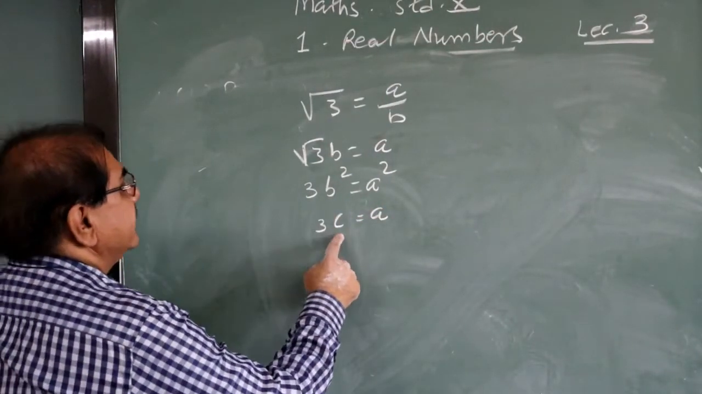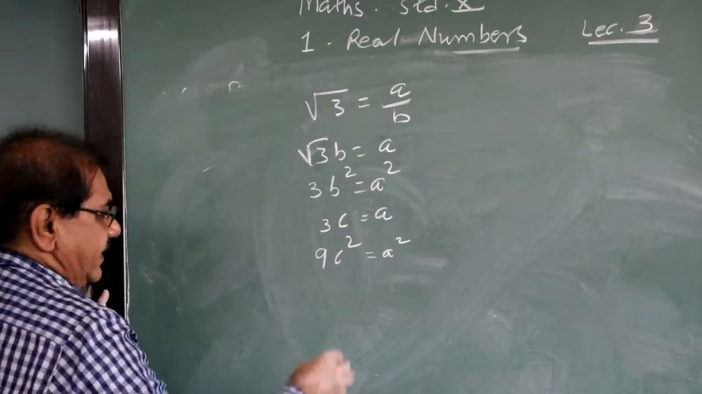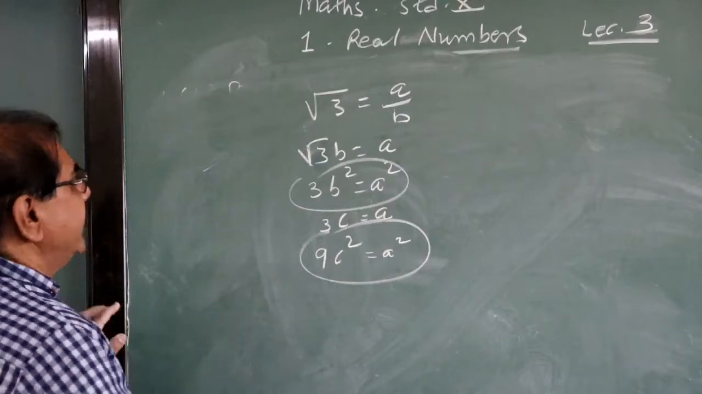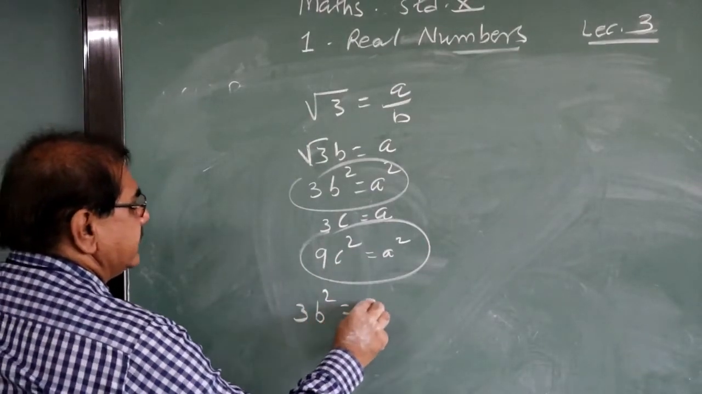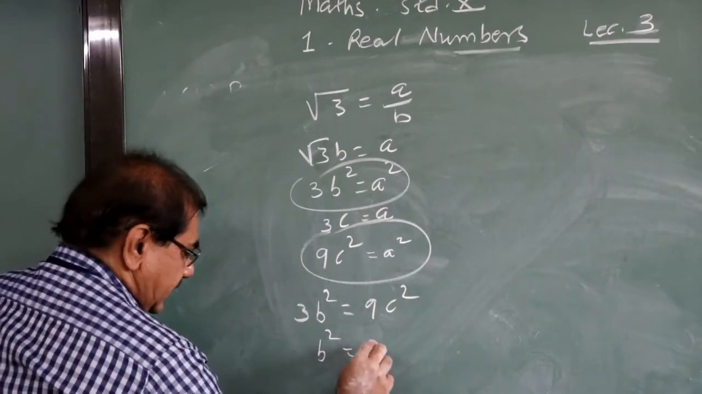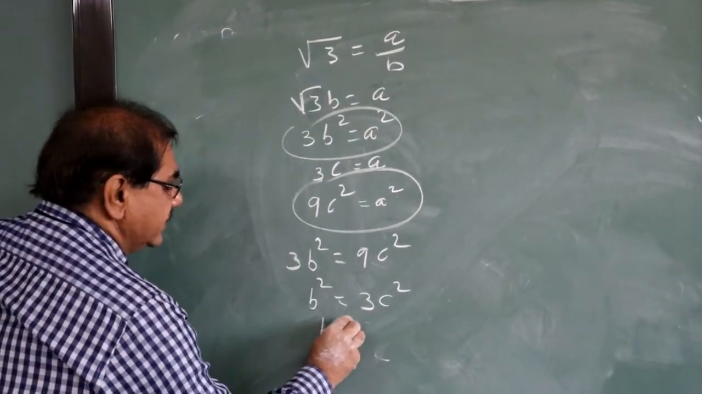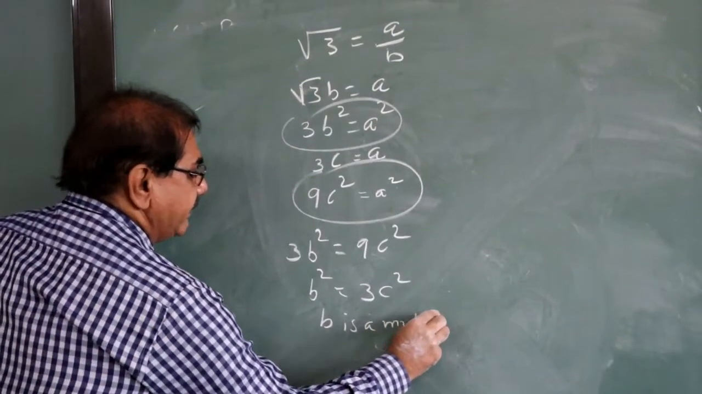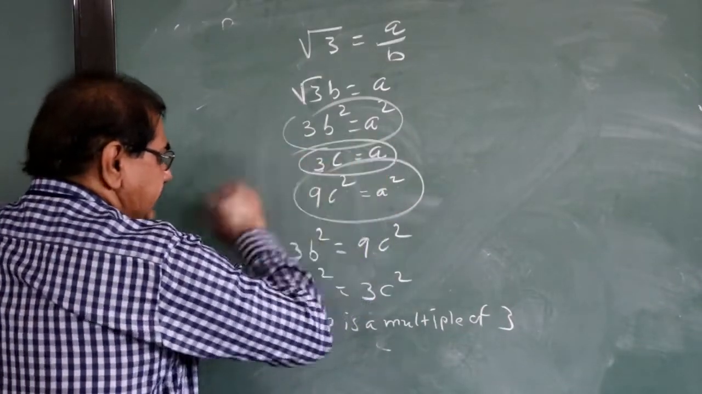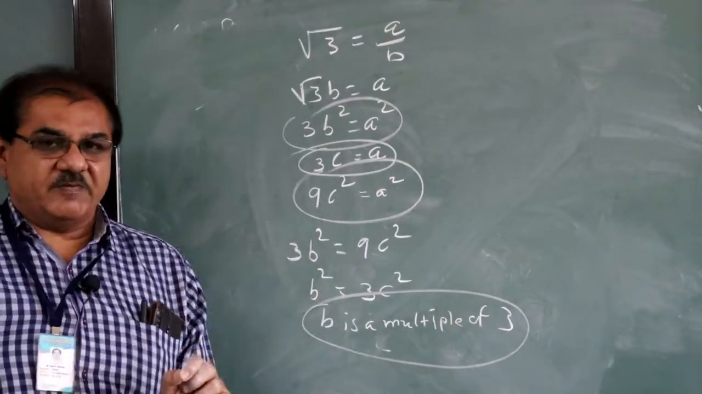Okay? So A is equal to 3C. So A square is equal to 3 square, which is 9, C square. Now we have two values for A square. A square is this, A square is this. So compare them. 3B square is equal to 9C square. So B square is equal to, 3 comes down, 3 3s are 9, C square. As B square is a multiple of 3, B also is a multiple of 3. So now you can say A is a multiple of 3, B also is a multiple of 3. So A and B have the common factor 3.